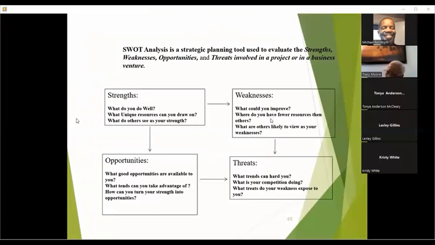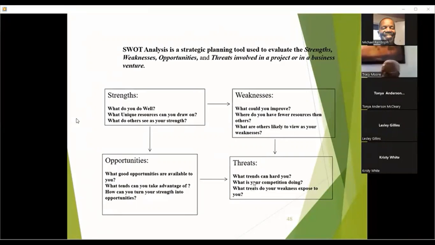Your weaknesses: what can we do to improve? Your opportunities: what's a good opportunity? Are there grants out there? Is there an opportunity for partnership? Your threats: what are those things that could hamper us from doing what we want to do? For example, are there other groups doing the same thing? Are there too many groups doing the same thing?